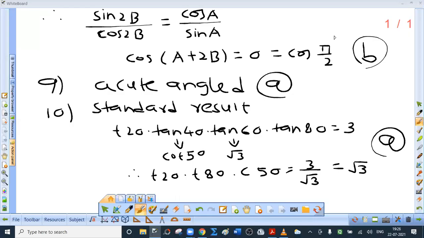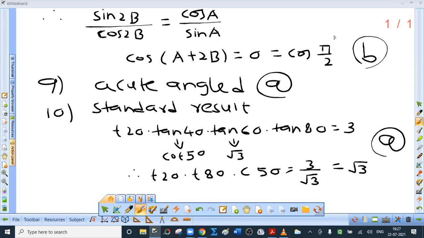Ninth one is interesting. In triangle ABC, cot A into cot B into cot C is greater than 0, means positive, then triangle is. See, product of three terms is positive when all of them are positive. Cot positive means angle in first quadrant. So it is acute angle.